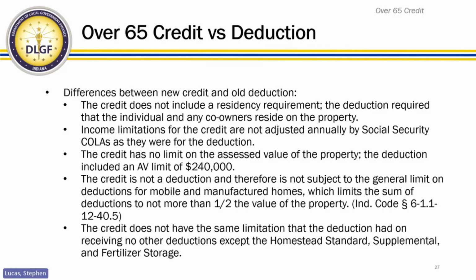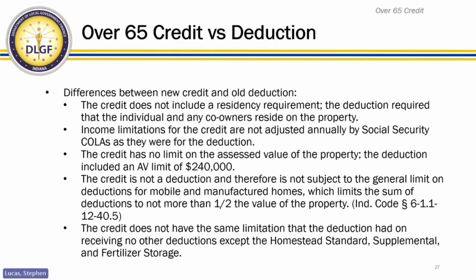So as I mentioned, there are differences between the over 65 deduction and this new over 65 credit. One of the big ones that we've had several questions on here at the department is about the residency requirement. The deduction did require that the individual and any co-owners reside on the property. The credit, the over 65 credit, does not include that same language, so there is no residency requirement for the credit. I mentioned also that the deduction did have income thresholds. Those have been increased for the credit, but there still are income limitations that apply to the credit.